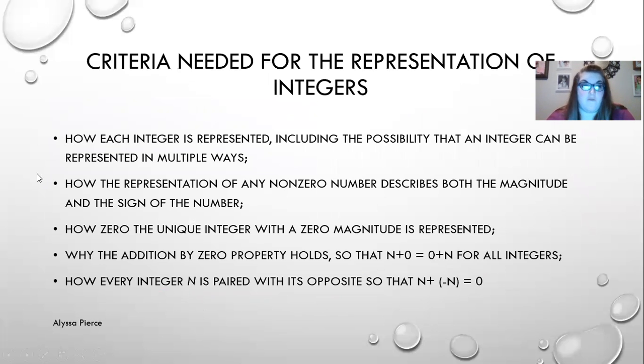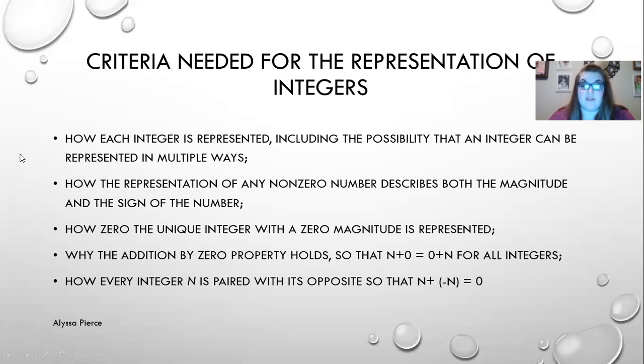There are 5 main things that you have to know and have to represent an integer. The first thing is how each integer is represented, including the possibility that an integer can be represented in multiple ways. Also, how the representation of any non-zero number describes both the magnitude and the sign of the number. How 0, the unique integer with a 0 magnitude, is represented.